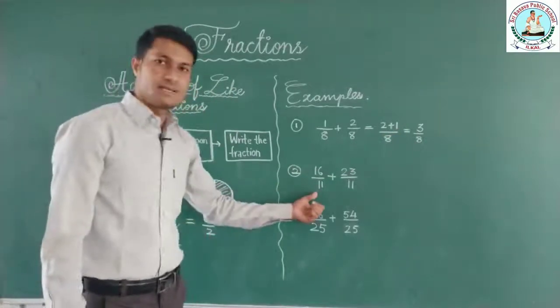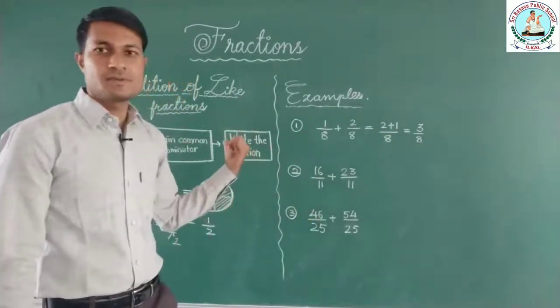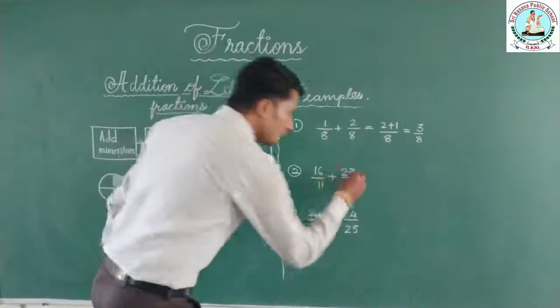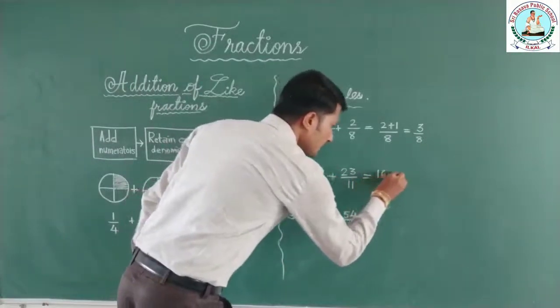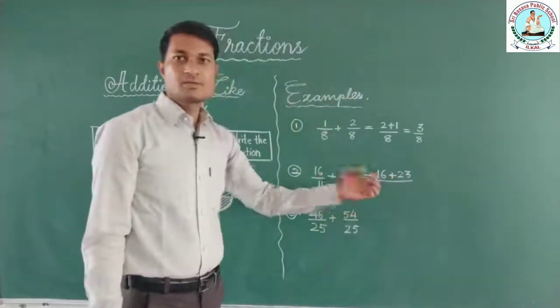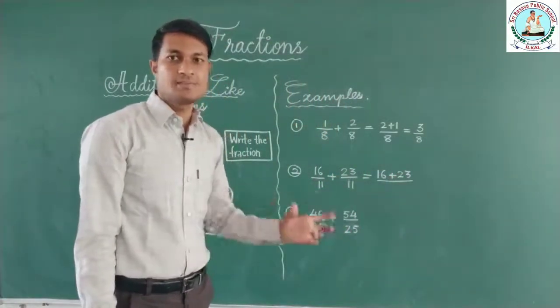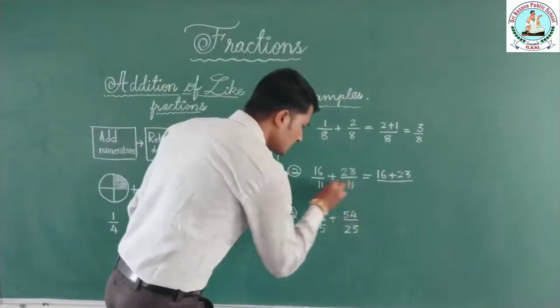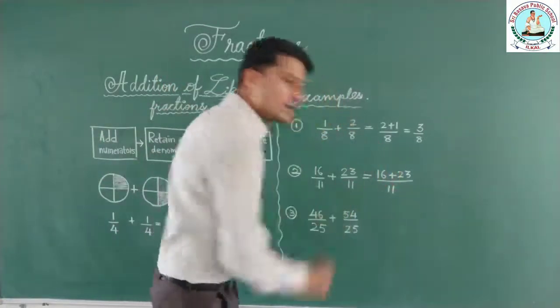Let's go for this. Very simple. First step is that add the numerators. So add quickly. It is 16 plus 23, and retain the common denominator. So retaining is what? Keeping the same denominator only once. So instead of 2, just write it only once, right?